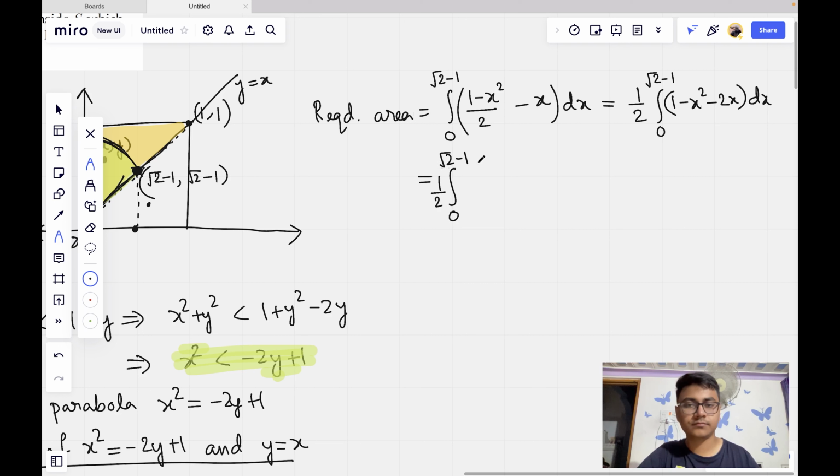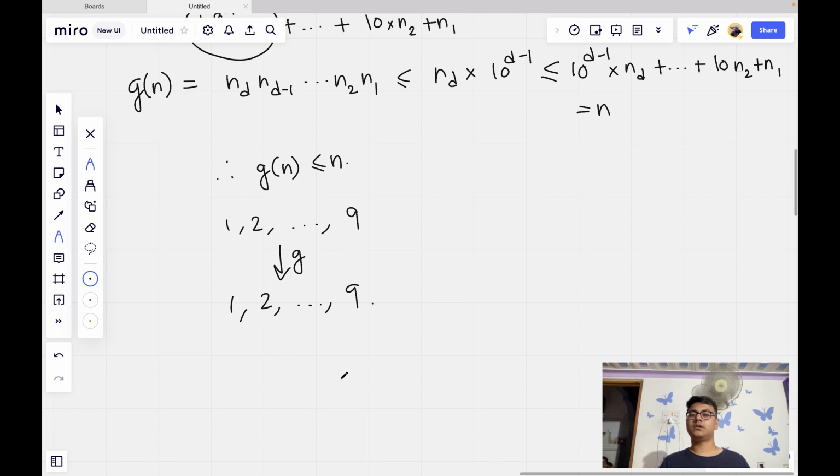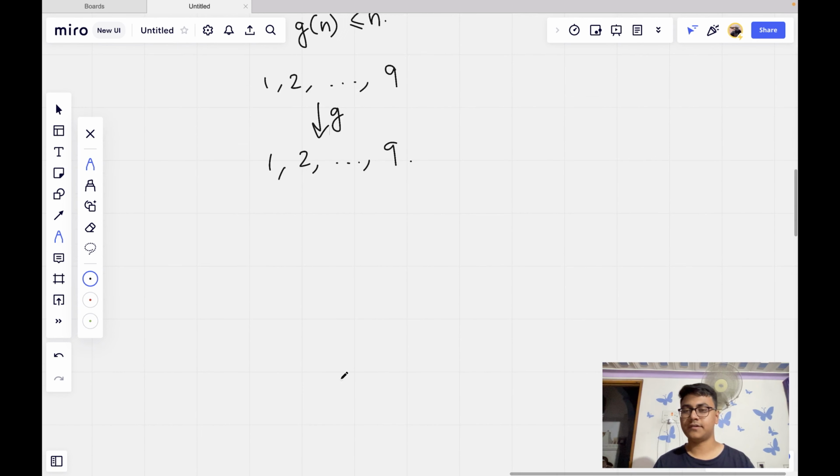Now you might ask, when is equality achieved? Very simply, for single digit numbers, 1, 2, or all the way till 9, for each of these numbers, g returns, since they have only one digit in their number, the product of the digits is just that digit. So g gives 1, 2, all the way till 9, right? So the first part of the question is done.